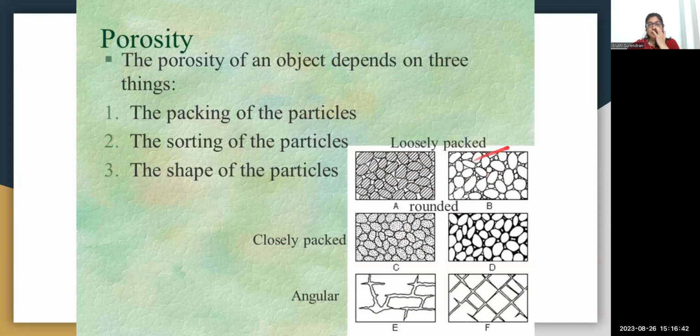So how all these different sized solid particles are packed together is what they mean when they talk about the sorting of the particles. Then the shape of the particles: some particles will be rounded, some will be angular. So this is what they mean when they say that porosity is dependent on the shape of the particle. Let's remember that porosity is dependent on three major factors: the shape of the particle, the packing of the particle, how closely or how loosely packed it is, and also the sorting of the particles. So the answer for that question: hardness is not a criterion on which porosity depends.